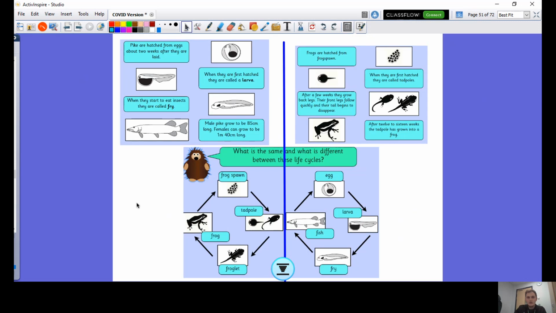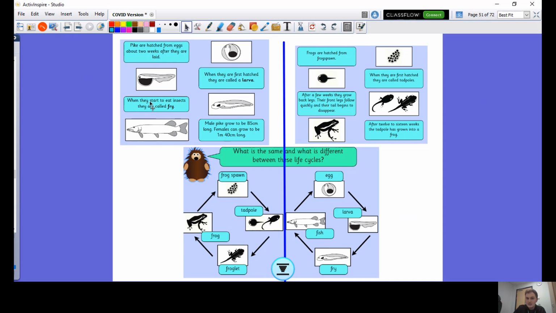So here are some life cycles that we're going to look at, and you've got here the kind of breakdown. We've got pike hatch from eggs about 2 weeks after they are laid, and here's what the egg will look like, and inside you will have a fish, a little tiny fish. When they are first hatched, they are called larvae. Okay, and there they are, larvae. That's what it looks like. Remember, that's a kind of see-through bit.